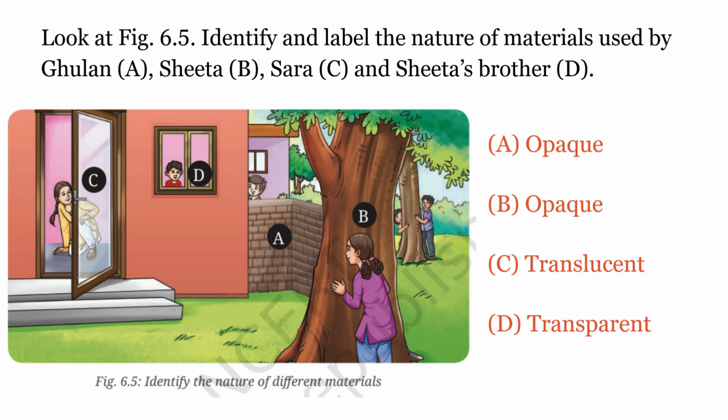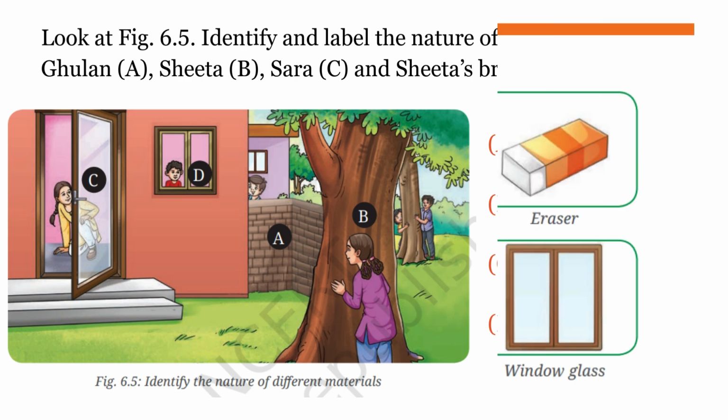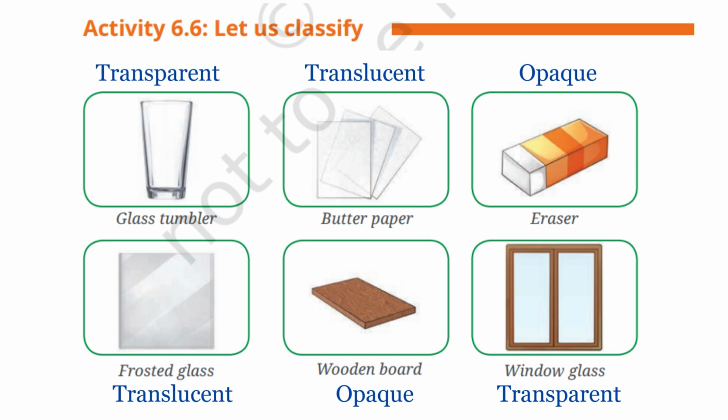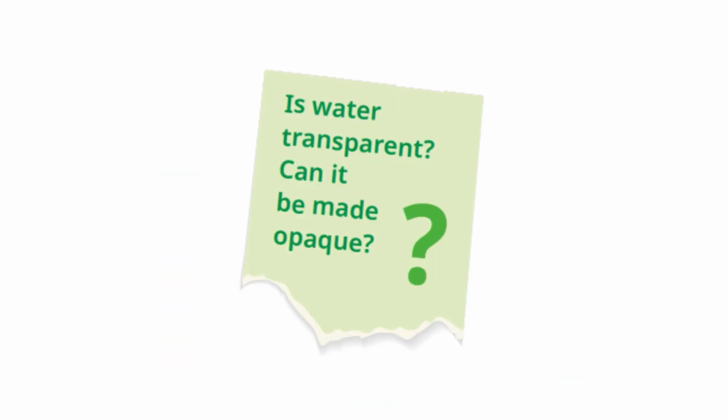Meanwhile, Sheeta's younger brother can see all this clearly through the glass window of his house because ordinary glass is transparent. Let's classify this. So, glass tumbler is transparent, butter paper is translucent, eraser is opaque, frosted glass is translucent, wooden board is opaque, and window glass is transparent. I hope students now you have clearly understood the concept of opaque, translucent and transparent materials.